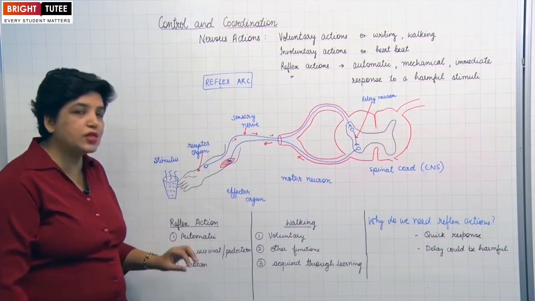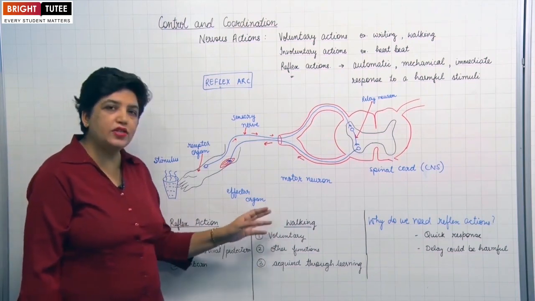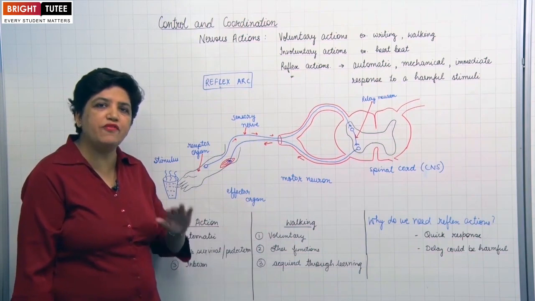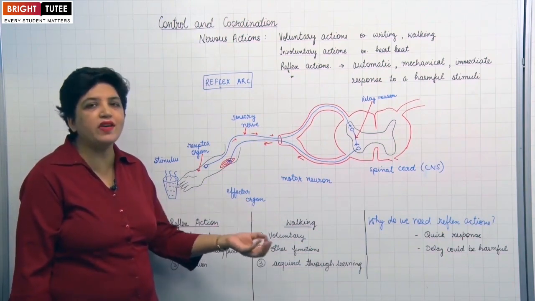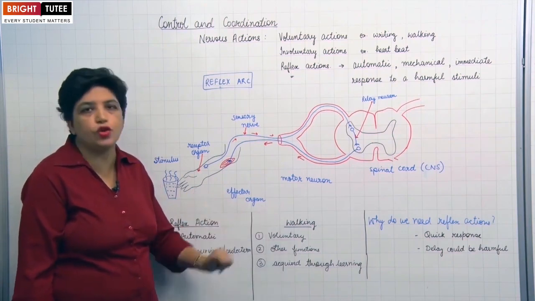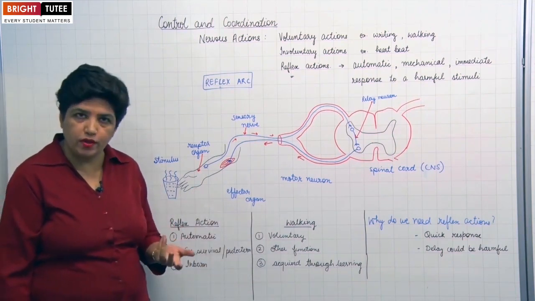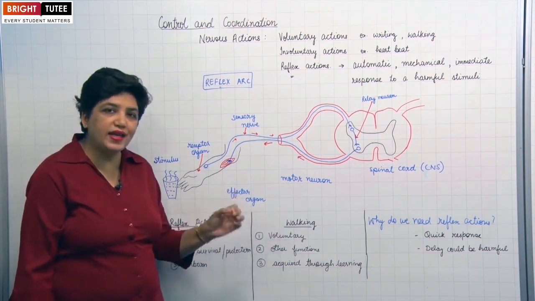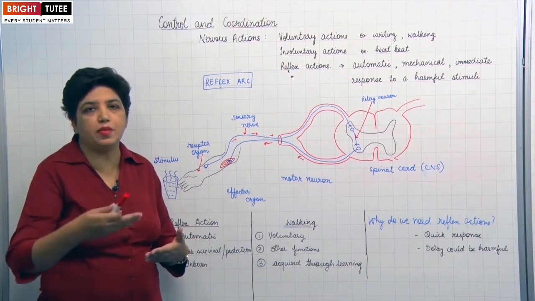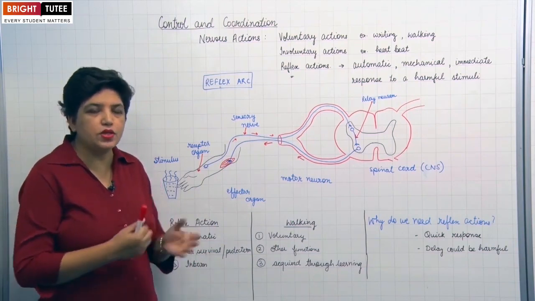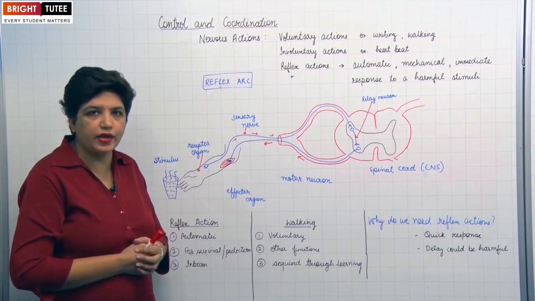The reflex actions, the main function is survival and protection. Walking and such other voluntary activities have many functions, but other than survival and protection. Survival and protection are not the main functions of voluntary actions. The reflex actions are inborn, while walking and other voluntary actions are acquired through learning. You learn them during your lifetime. So this is the comparison between reflex action and other voluntary actions.